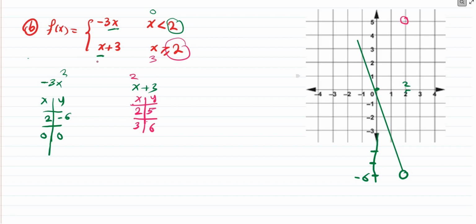Do we shade the circle? Yes, because it's closed, it has an equal sign. The other one is (3, 6). This is 3, and 6 can be up above this one. Join them and extend it. So this is going to be the graph of this function.